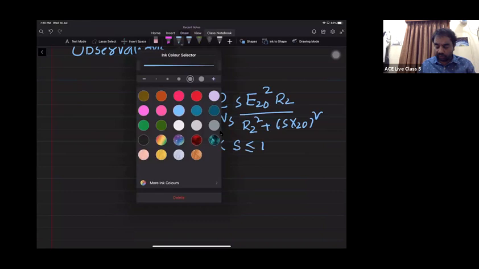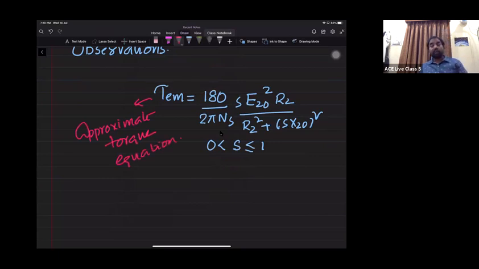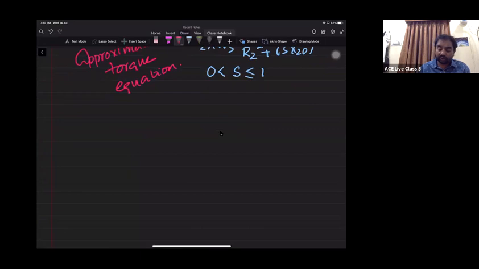Please remember it is an approximate torque equation. Why I'm calling it an approximate torque equation: you can see you are using only the rotor circuit parameters, right? So if you look into this torque equation, there are many parameters. What are those? S, E2 naught, R2, like that. I'm going to divide the total parameters into three categories. What are those three categories?